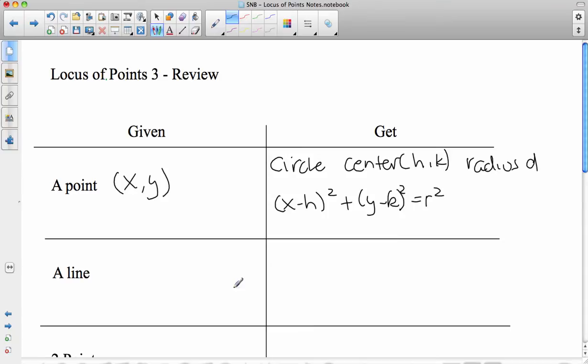If they give you a line, what you're going to get is two parallel lines. So if you don't have enough information to be specific, that's all you need to put. Otherwise, you could supply them with two equations of a line: y equals mx plus b.